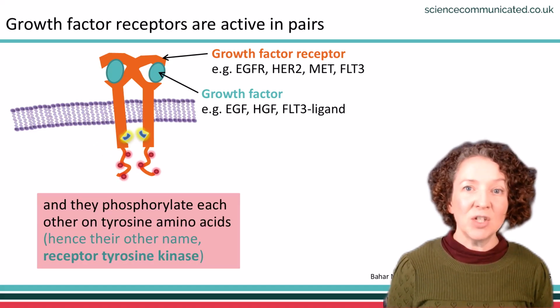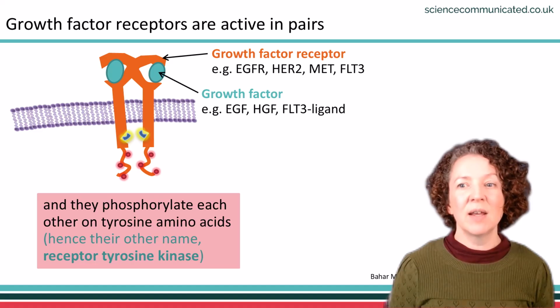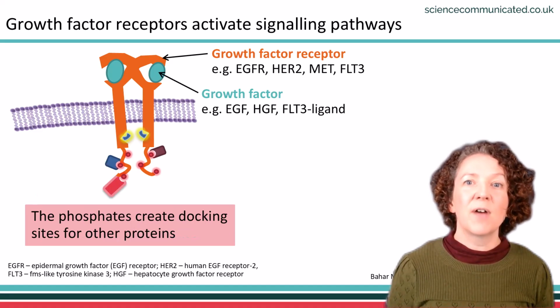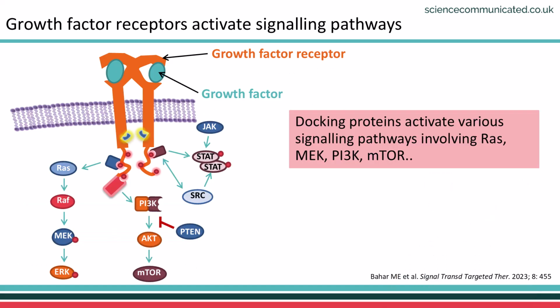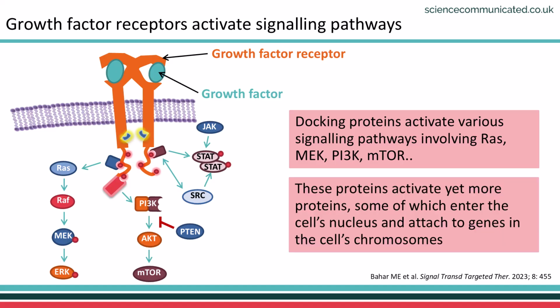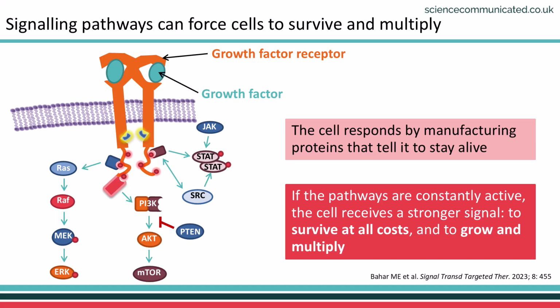That causes an internal change in that receptor protein, and now there are docking sites for other proteins that come in and attach to those phosphates. The docking proteins are the ones that trigger off these chain reactions within the cell that culminate in the production of proteins by the cell, which tell it to stay alive and possibly to grow and multiply. And if that signal is really strong, then the cell not only receives a signal to stay alive, it also receives a signal to grow, to multiply, to stay alive, come what may.